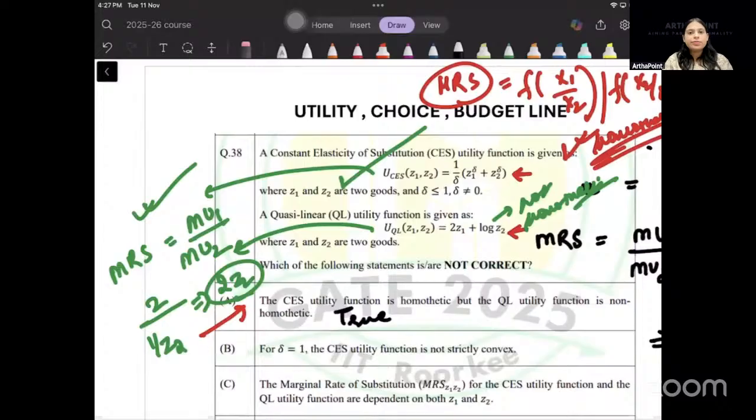Now do the second one. Tell me about the second statement. Is it true or false? Okay, true, false. True.